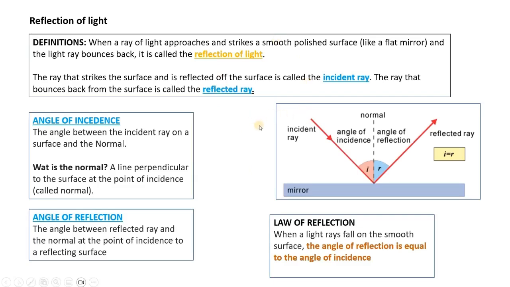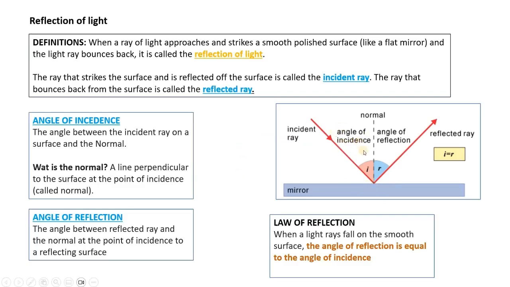Different terminologies that you need to know when it comes to reflection of light. Firstly, when you look at the picture here, there's a red beam of light that moves in and strikes the surface. We call that the incident ray. And then when it strikes the surface and bounces off and moves away, we call it the reflected ray. The reflection actually takes place at this point here on the surface of this polished mirror-like surface.